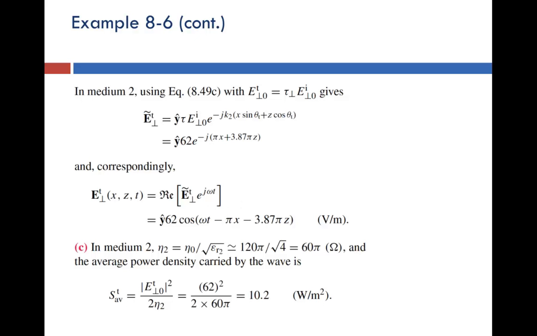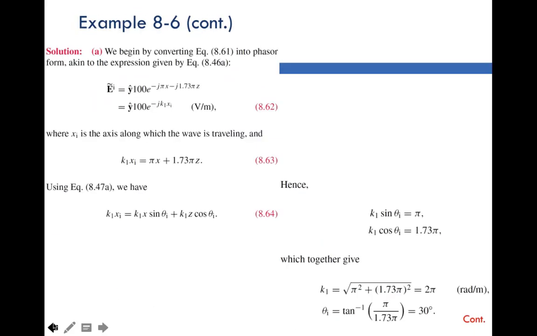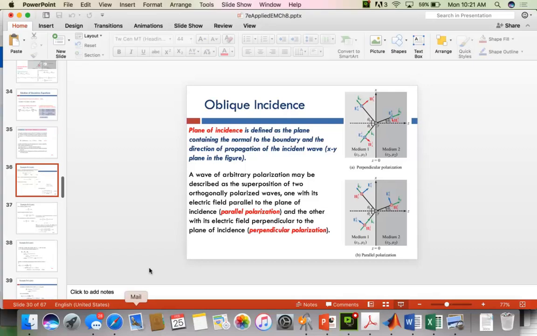So in medium 2, eta 2 is basically eta naught over the square root of epsilon relative 2, which is 120 pi divided by the square root of 4, which is 60 pi. We can use the average power from the Poynting vector, that it is E transmitted squared over 2 eta 2. Plugging in the amplitude for E and plugging in 2 eta 2, we get 10.2 watts per meter squared. So you can see once again that his little error in expressing the vectors in terms of one another in this particular example is irrelevant, because we're looking at E and the final result ends up being okay.